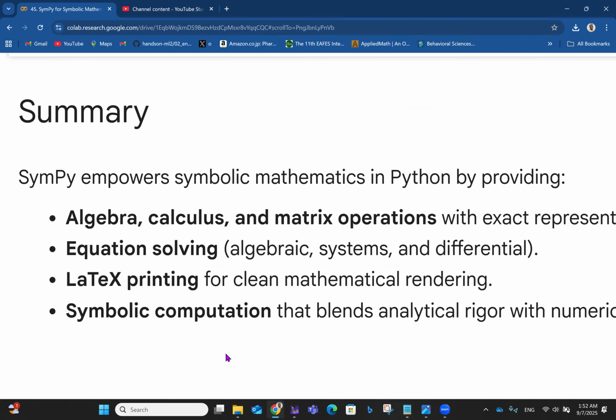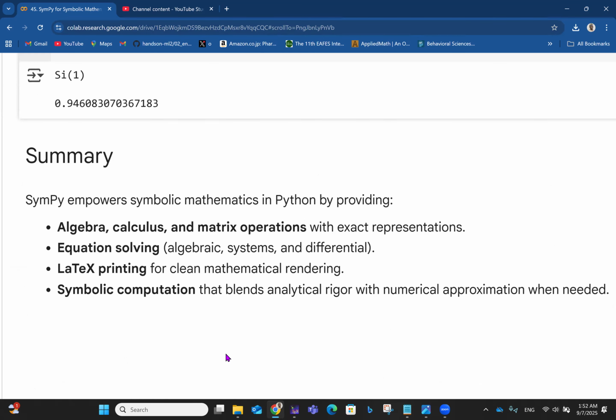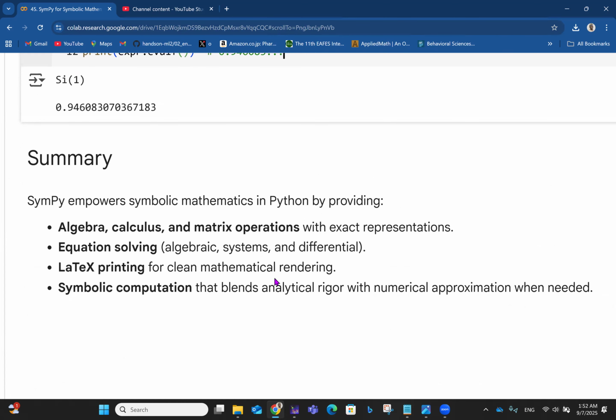So in summary, SymPy empowers symbolic mathematics in Python by providing algebra, calculus, and matrix operations with exact representations, equation solving like algebraic systems and differential equations, LaTeX printing for clean mathematical rendering, and symbolic computation that blends analytical rigor with numerical approximation when needed. And that's that about SymPy for symbolic mathematics. Let me know how helpful this is for you. And if there's something you'd like me to try out, feel very free to let me know.